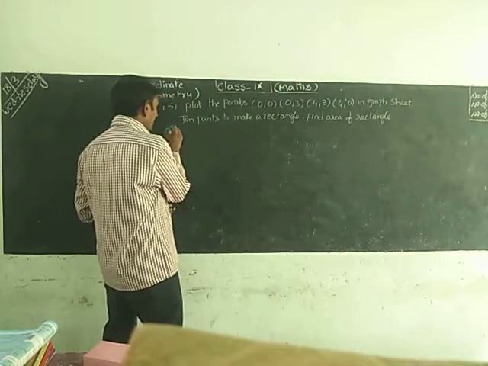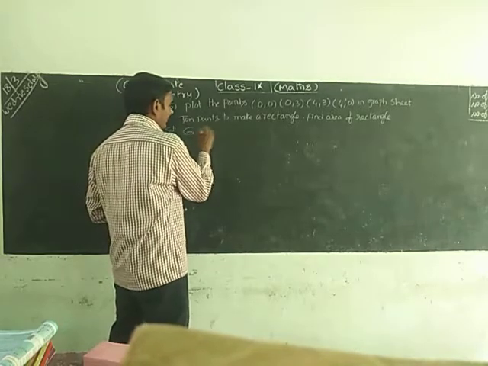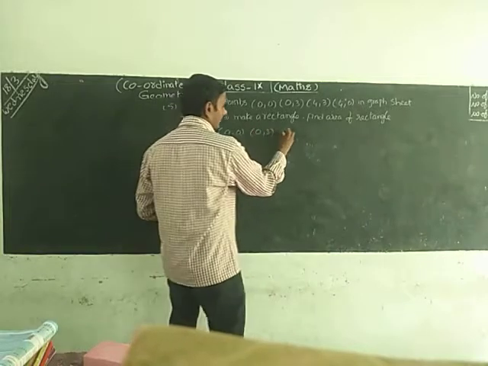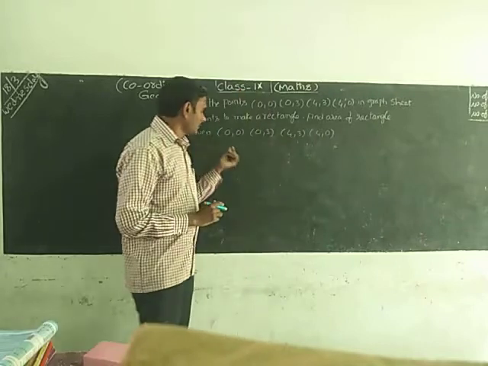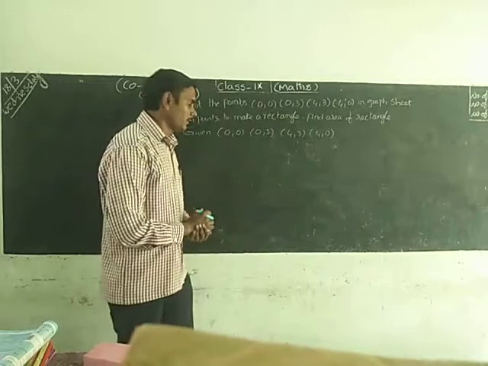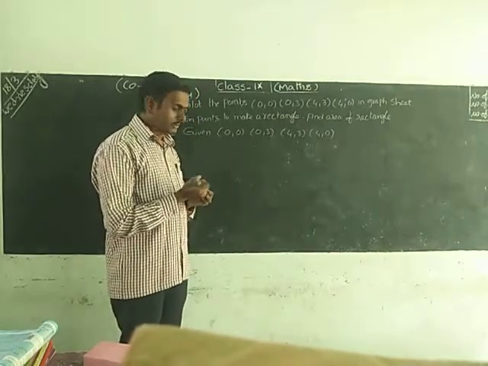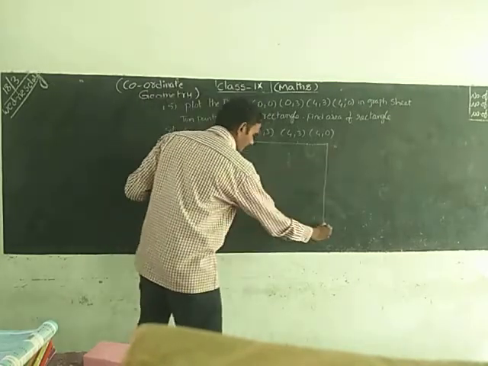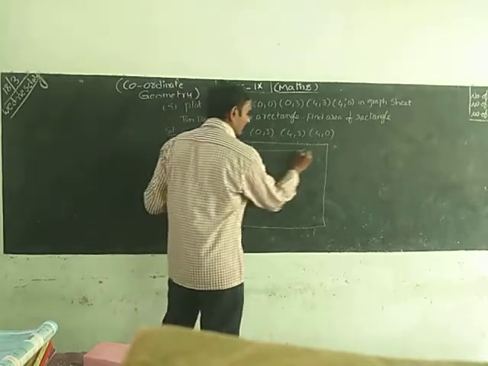What is given? Solution. Given: 0,0; 0,3; 4,3; 4,0. We have to take a graph paper. On graph paper only you have to do this. Take a graph paper. Here I did not have graph paper, so I want to draw grids.